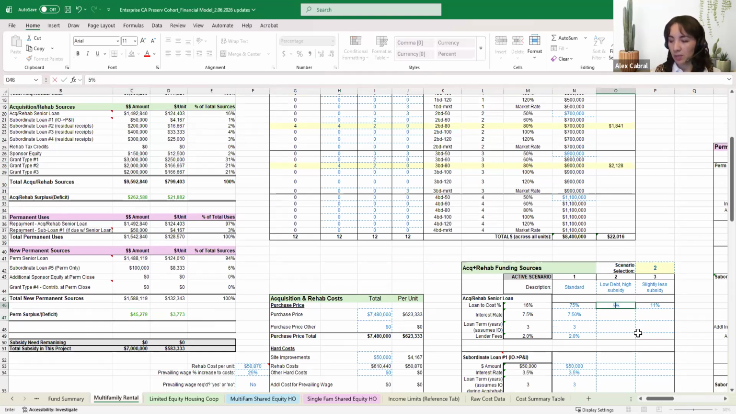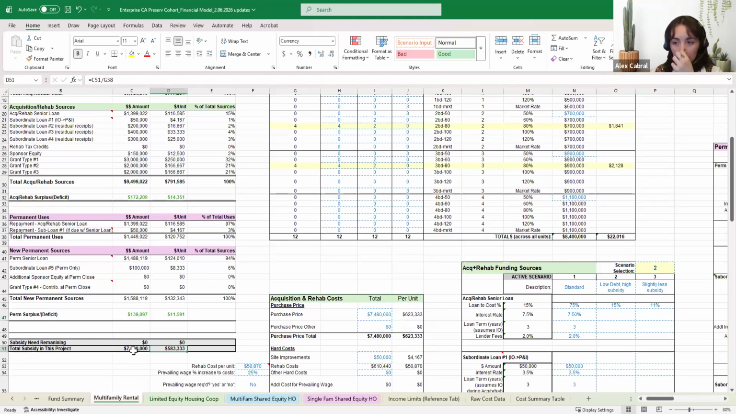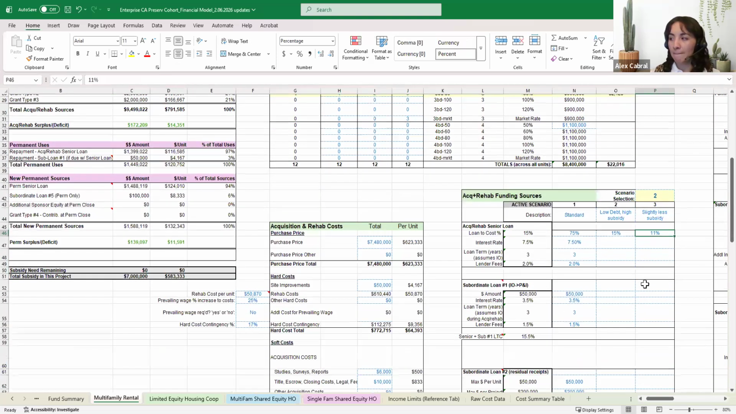So we're just playing around here to get our sources and uses to balance or to end up in a bit of a surplus. Now, as you can see, if I go with this mix of sources, we need $7 million for this 12-unit project, which comes out to about 583,000 per unit. Maybe I'm thinking, whoa, it's a lot of money that we don't have. So how can I use slightly less subsidy? So I've already done the math here, like I said.